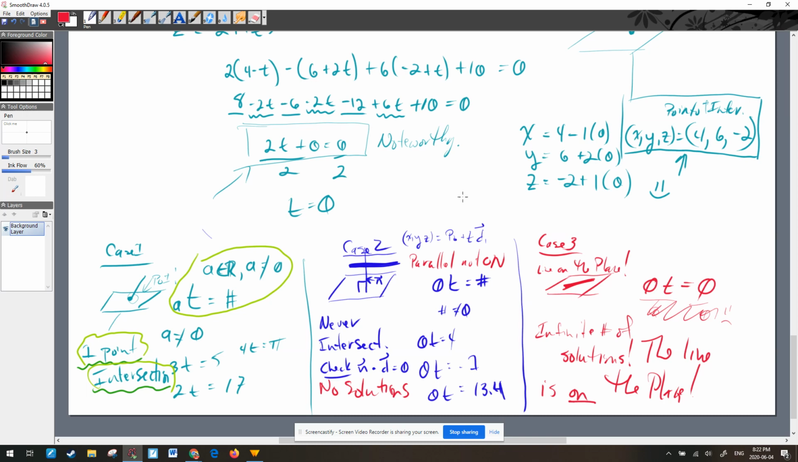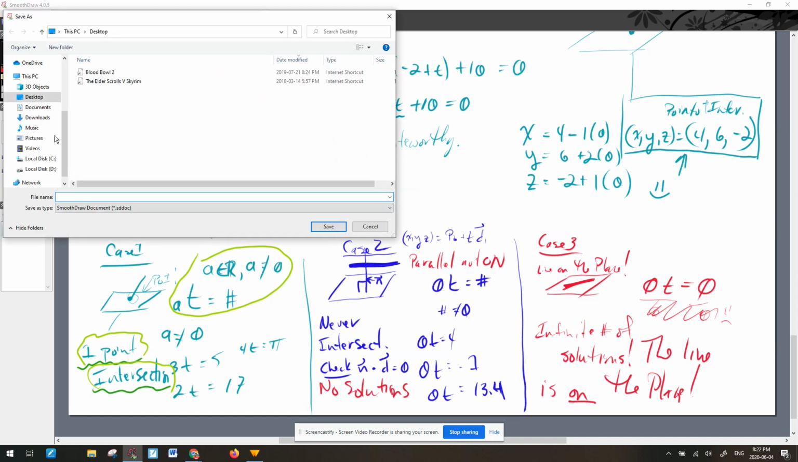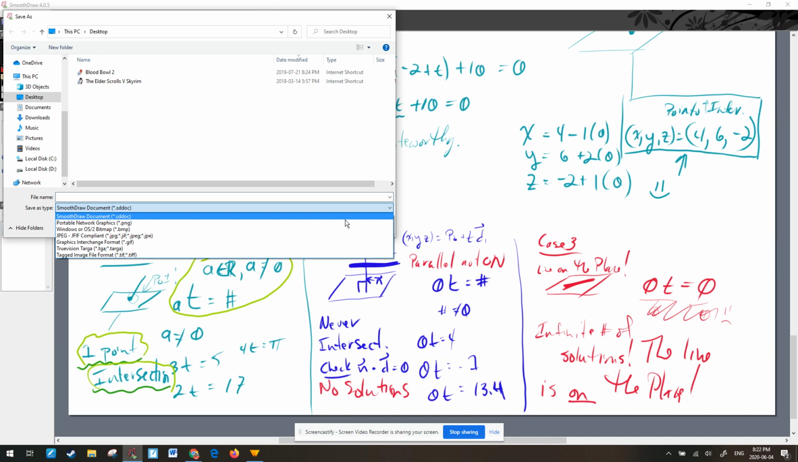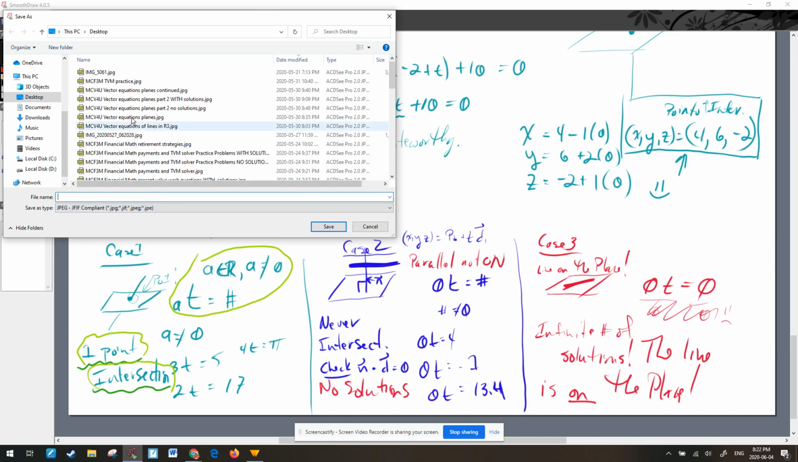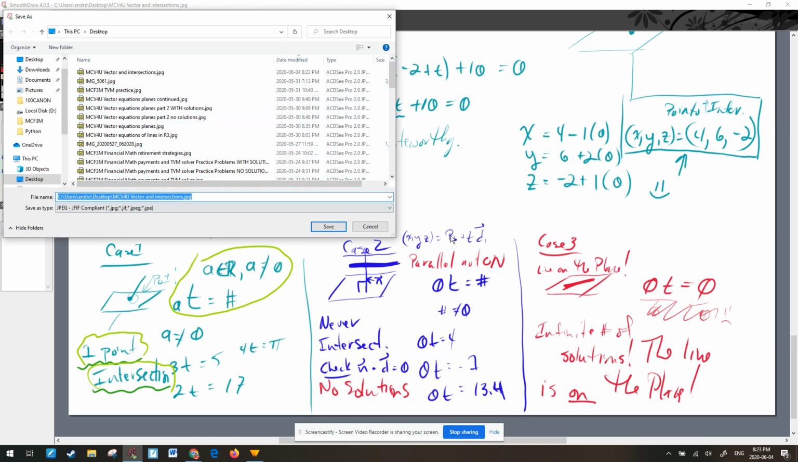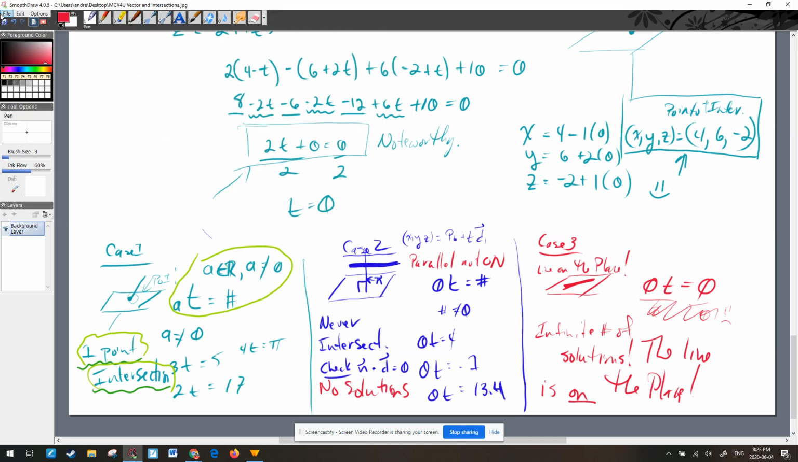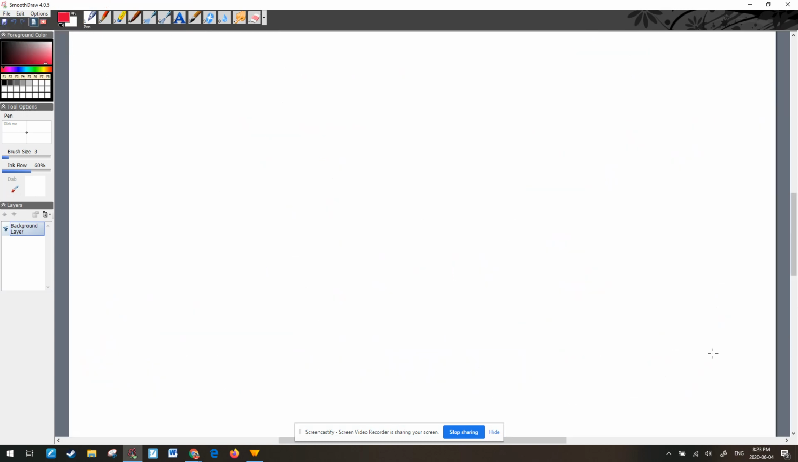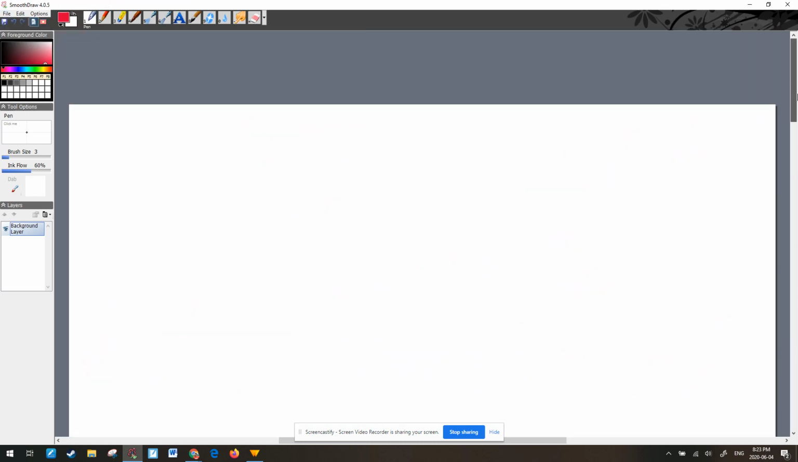Okay, so we've got one more, and I don't have room to do it, so I'm going to save this. File, save as, and I'm going to save it as a JPEG again. JPEG, and this is MCV4U vectors and intersections. Oh, yep, that's good. And then, file, new. And I got a new one. It always starts right in the middle, which is weird. I don't want to start in the middle. I'll start at the top.